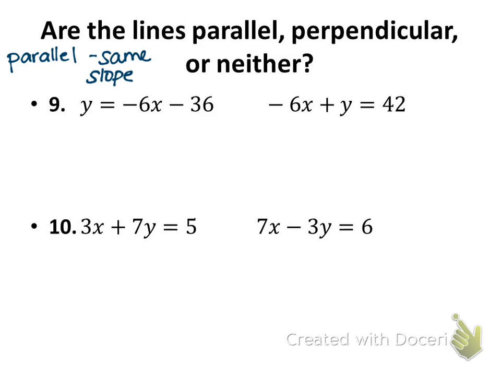What about perpendicular? What do perpendicular lines have? Opposite and reciprocal. Very good. They have opposite and reciprocal what? Slopes. So opposite and reciprocal. Not one or the other, but it has to be both.